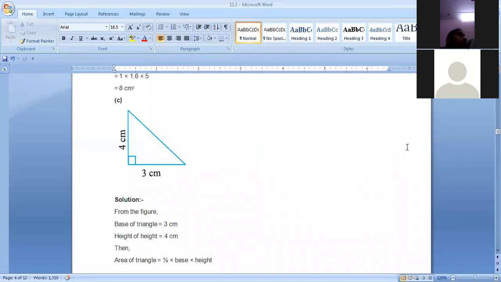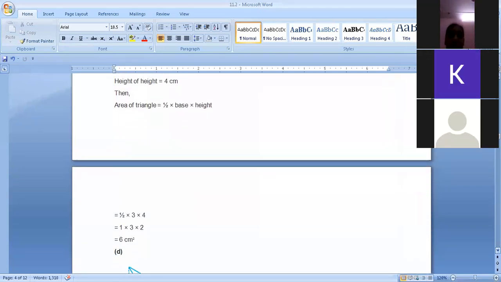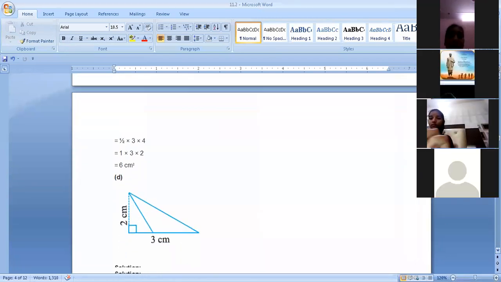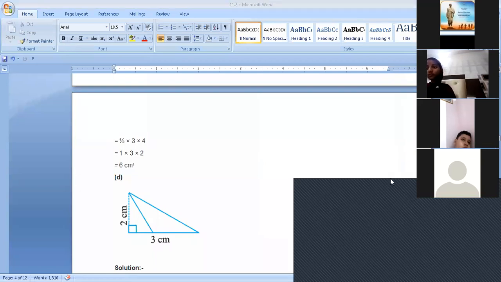Yes, Jessica, answer is correct. Priyanshi, Ruzaib, 6 centimeter square is the correct answer. That's right. Now draw the next figure. D part, base 3 and height 2.